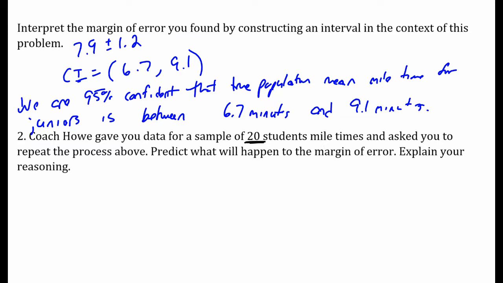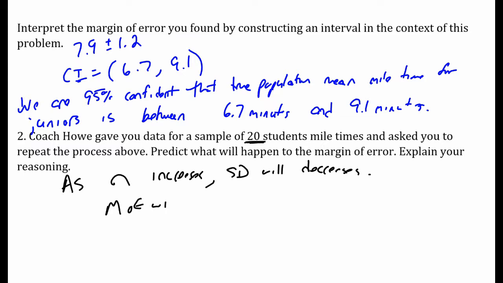Well, when I have a larger sample size, as n increases, our standard deviation will decrease. The spread, the variability in my distribution, is going to decrease. If the standard deviation decreases, the margin of error will also decrease. My margin of error decreases, so my interval is going to be smaller than 6.7 to 9.1. The interval is going to be smaller because my margin of error is smaller.